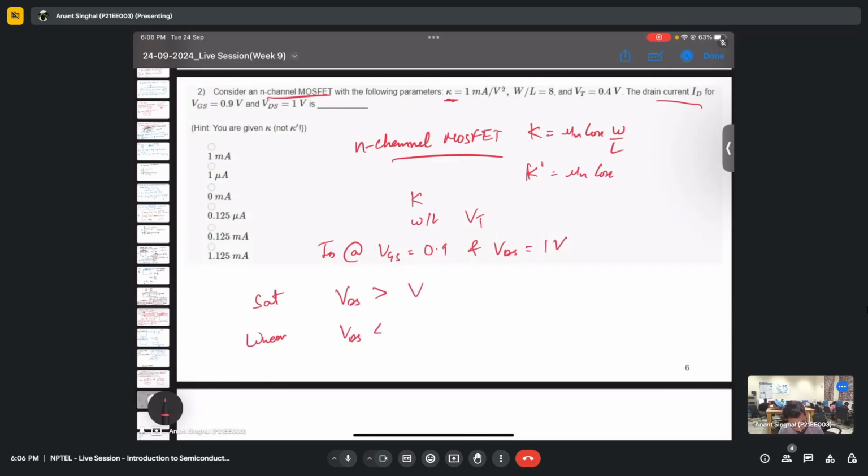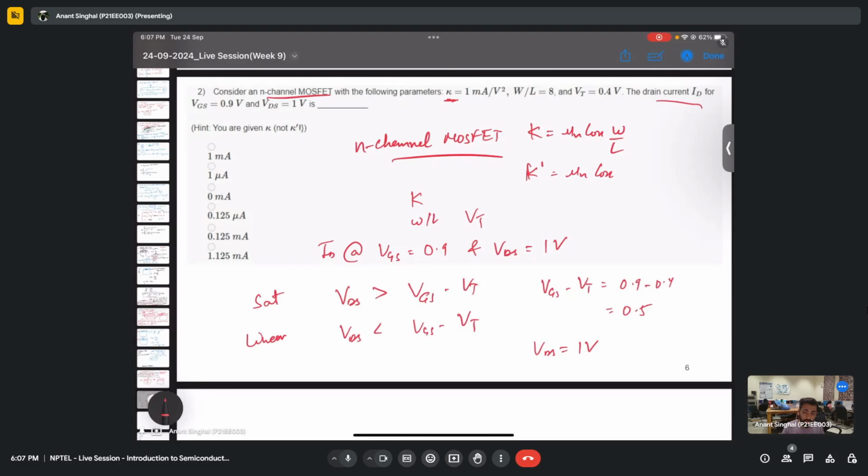So VGS minus VT, and this is the criteria, and we have everything. VGS minus VT is given in the question. VGS is 0.9 and VT is 0.4, and it is giving out 0.5, and VDS is given as 1 volt. So the transistor is in saturation region.